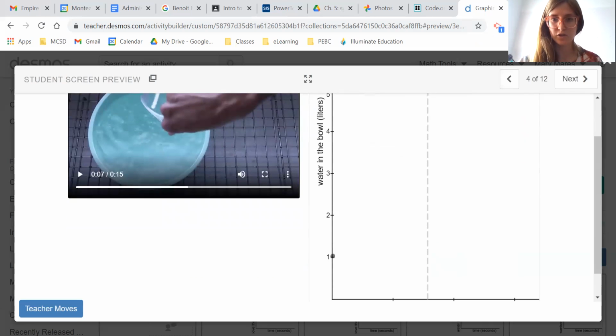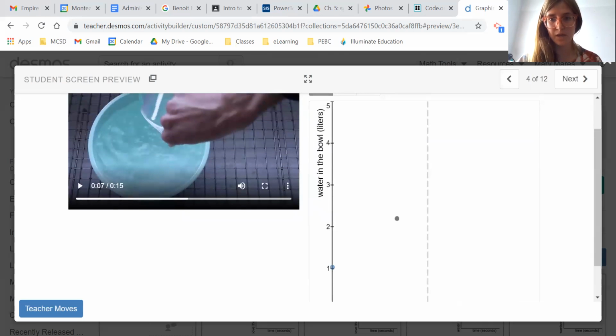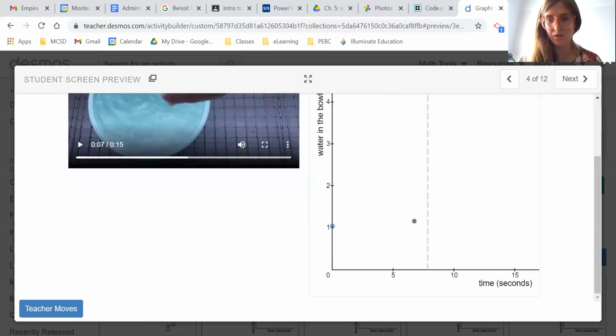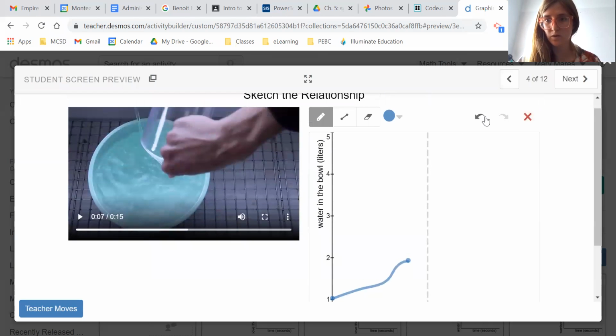So definitely it starts with some water in there, and it's going up at a pretty constant speed, or a constant pace, until about 6 seconds. So let's say that, something like that. Whoa, that's not what I wanted. I wanted this.